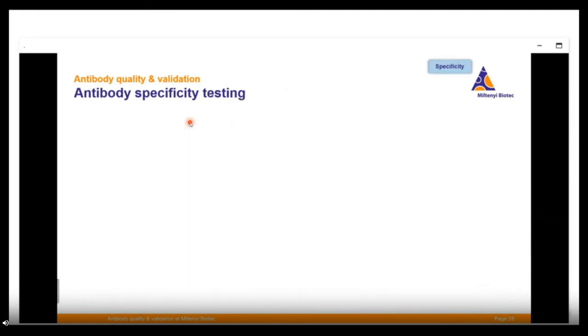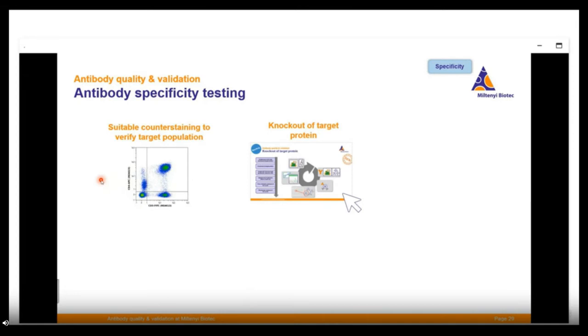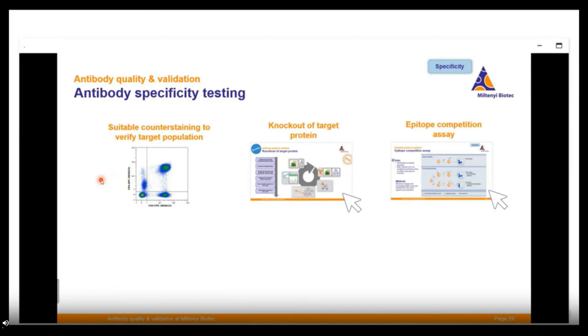So what are we doing to ensure the antibody specificity of our REAffinity antibodies? We do several experiments. During the individual product development, we perform suitable counterstaining to verify that the antibody is actually binding to the target population of cells of interest. Moreover, we perform assays with advanced technologies such as CRISPR-Cas to knock out the target protein, as well as an epitope competition assay. I will show you this in a little more detail later.